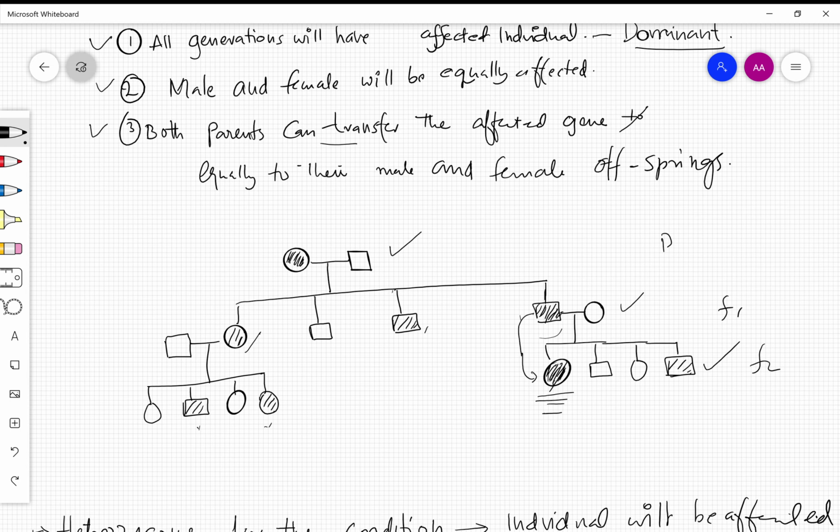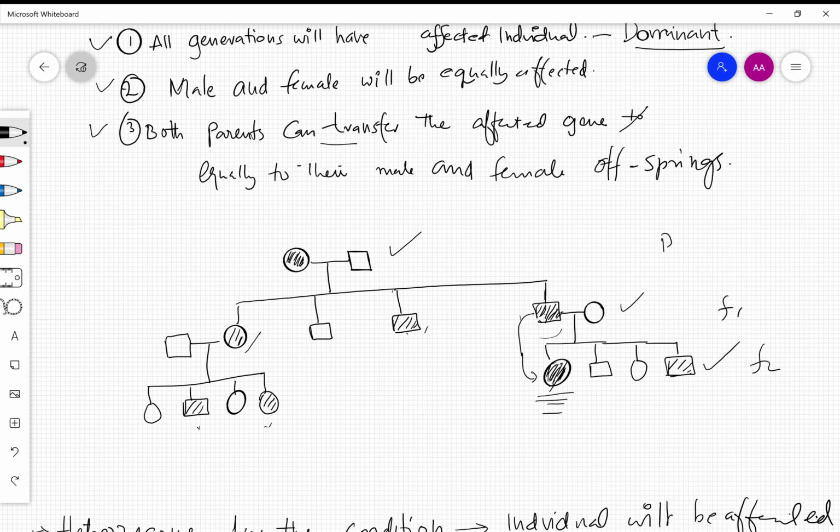But here you can see the mother is affected and she is transferring the gene to both female and male. The male is affected here and he is transferring the gene to both female and male. So the affected gene must be on an autosome, not a sex chromosome. So when these three criteria are met in a family tree analysis, you can for sure say that it's autosomal dominant inheritance.